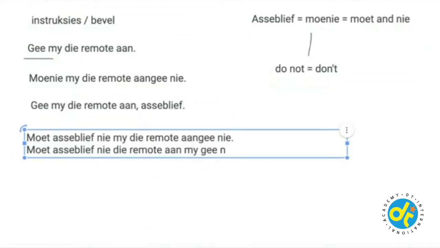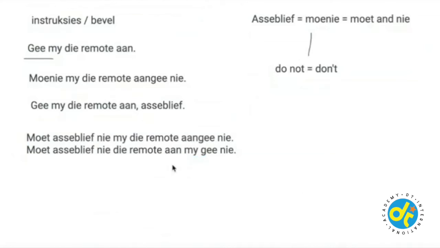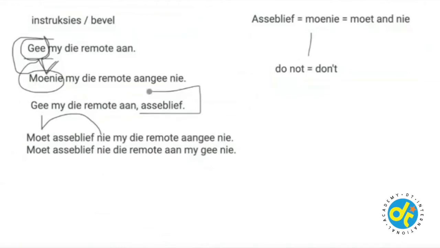You can even put your my later. That's also fine. But the bottom line is that you must make a note of if it's an instruction, you're using moenie as your verb one. So you replace gee with your verb one, moenie or moet nie if there was an asseblief in your sentence. Hardloop vinnig. Hardloop altyd vinnig winkels toe.